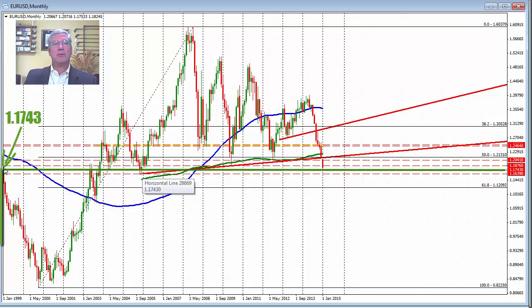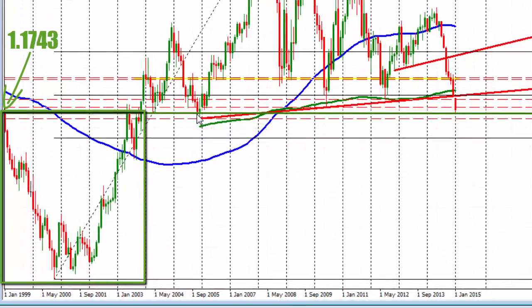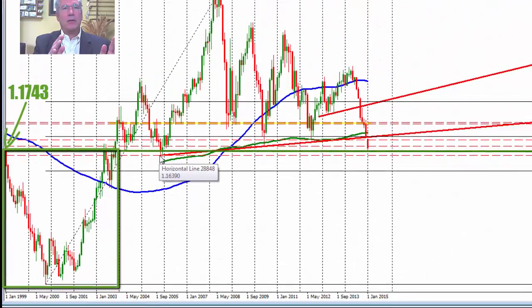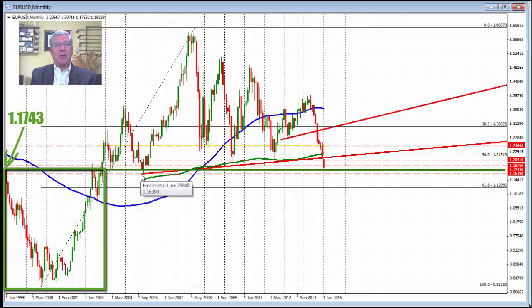And as you can see from the introduction in January of 1999, most of the time all the way up until around 2003 has been below that 1.1743 level. In fact, it wasn't until November of 2003 that the market started to move above that level and stay above that level. And back in November and December of 2005, there were 10 trading days during these 2 months where the price actually traded below the 1.1743, but that was only 10 trading days over this time period going back to 2003.